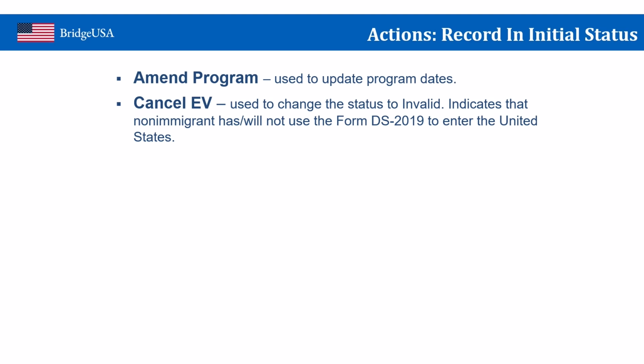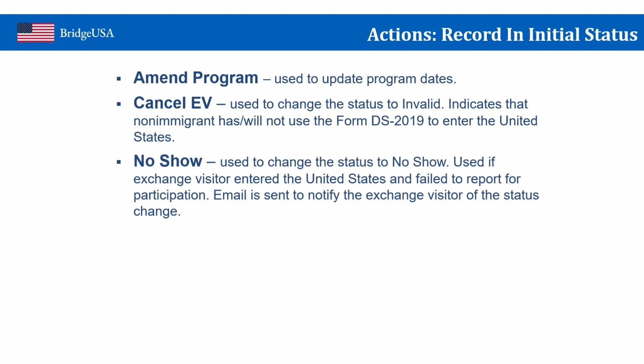The RO or ARO can also use the No-Show action. This action is used to change the status to No-Show. This status change does not affect the form allotment because the Exchange Visitor used the form for entry into the United States. An automatic email will be sent to the Exchange Visitor notifying them of the status change. The RO or ARO can reprint the Form DS 2019 by using the reprint action.